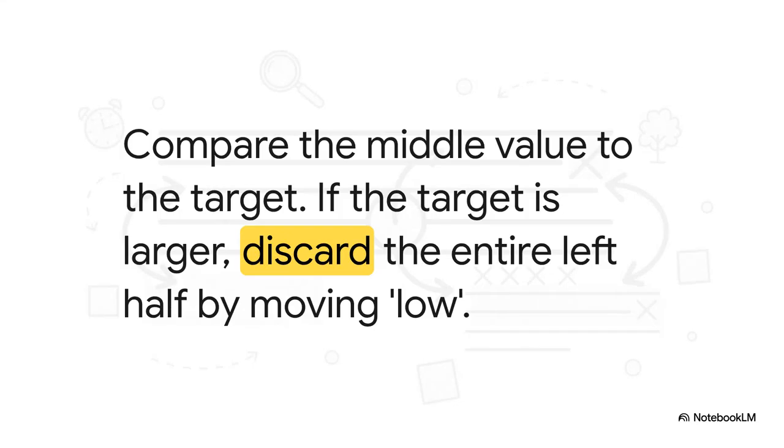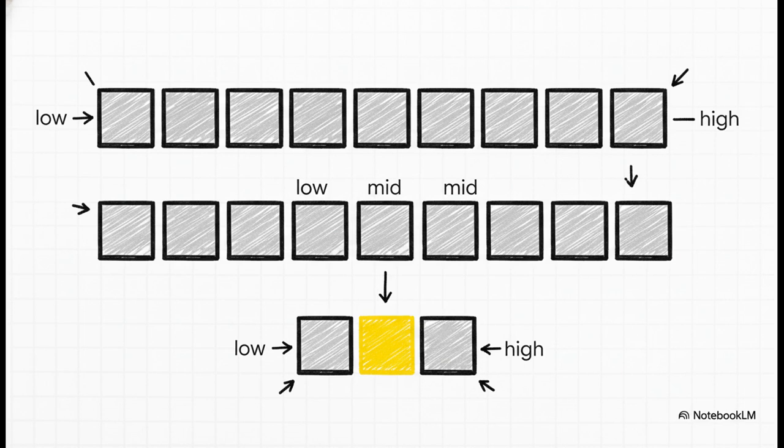Now for the magic. We compare the value at our mid position to the target value we're looking for. Let's say our target is bigger than the middle value. Well, because the whole array is sorted, we now know for a fact that our target can't possibly be anywhere in the left half. So we just throw that whole half away by moving our low pointer right past the middle. And then we just do it again. Our search space is now half the size it was, but the logic is exactly the same. Find the new middle, compare, and discard the half where the target can't be. Just look at how fast those low and high pointers start closing in on each other. That's the real engine of binary search right there.